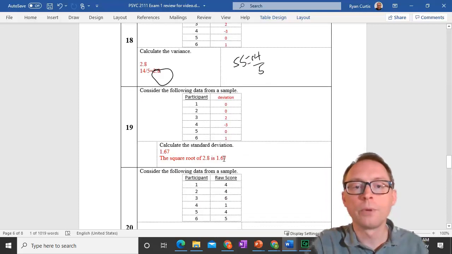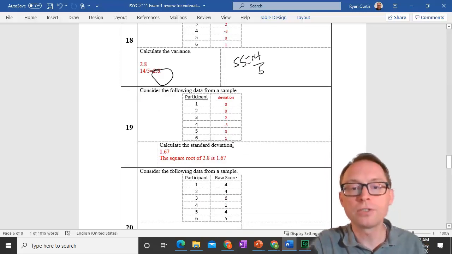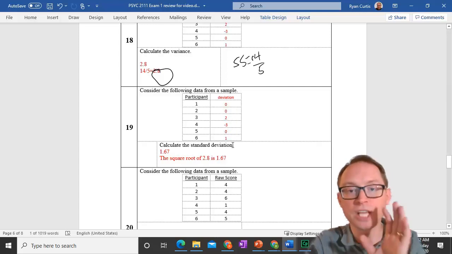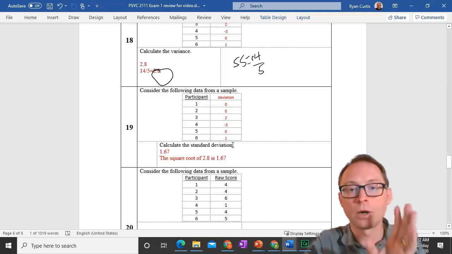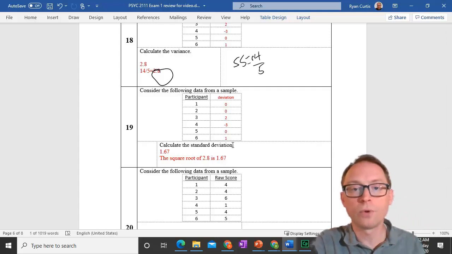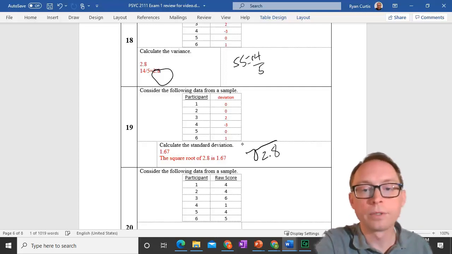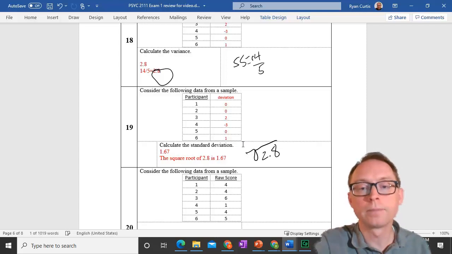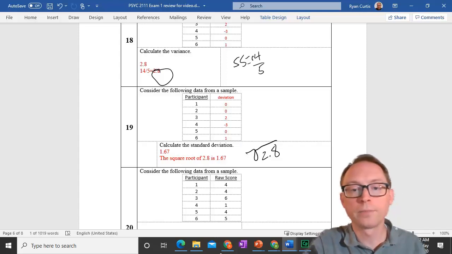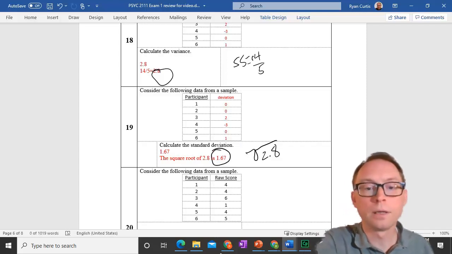Number 19. Consider the following. Again, we got the deviations. We have to do the standard deviation. This is the same data that we were doing before. We know that the variance that we calculated in 18 was 2.8. So all we have to do is take the square root of 2.8. And the square root of 2.8 is 1.67.